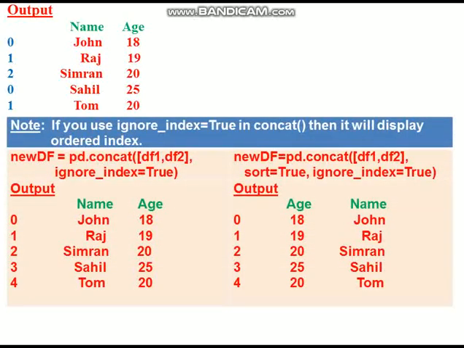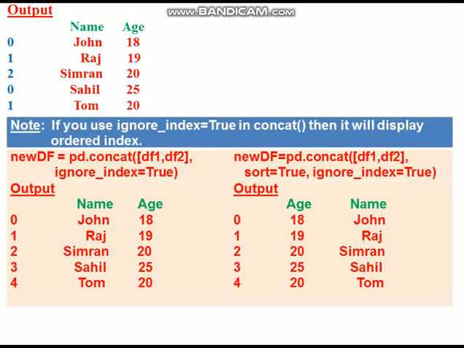Let's see the example. I used only the main statement, that is the joining statement. First example, new_df equals pd.concat in the form of a list df1, df2, ignore_index equal to True. So the answer appeared here with name and age as columns, 0, 1, 2, 3, 4 as index, and values the same as the previous output.